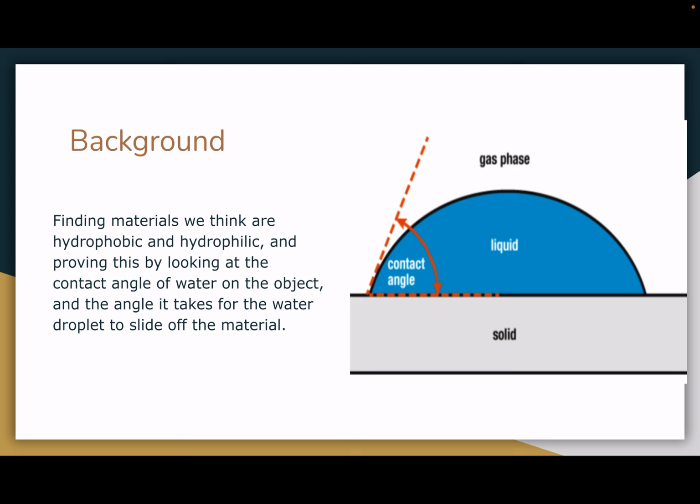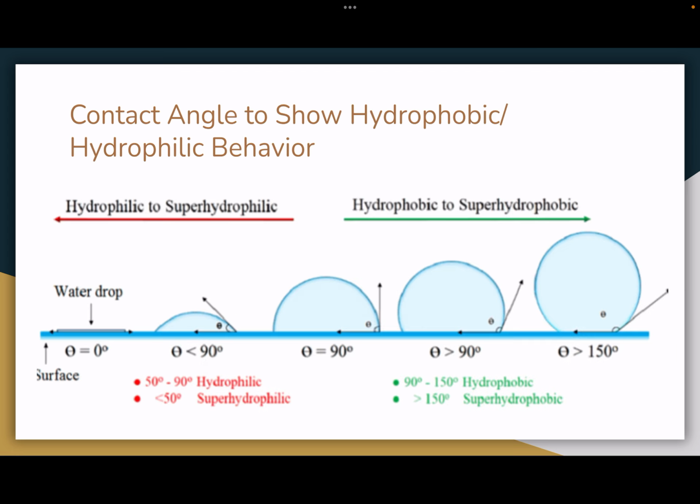In this diagram, we see what contact angle is needed for a material to be classified as hydrophobic or hydrophilic. If it's less than 90 degrees, then it's hydrophilic, and if it's greater than 90 degrees, then it's hydrophobic. In this lab, we placed water droplets on the surface using a dropper, and then we took images and analyzed them in ImageJ to find the contact angle.